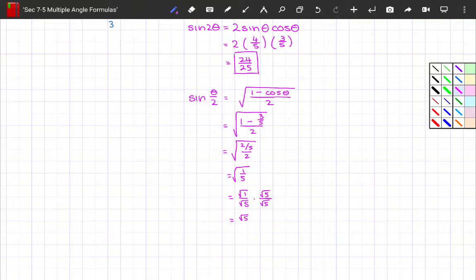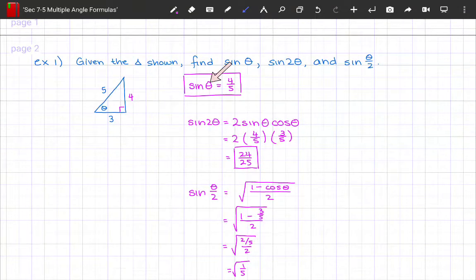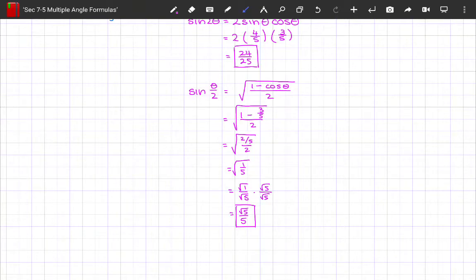So it's root 5 over 5 when you simplify. There you go. One thing to notice is when we double the angle, we don't just double the answer for sine. We have to use these formulas. When we halve the angle, we don't just halve the answer for sine. But just use your formulas, trust in the formula. All right, so that was example 1. Let's look at the next one.